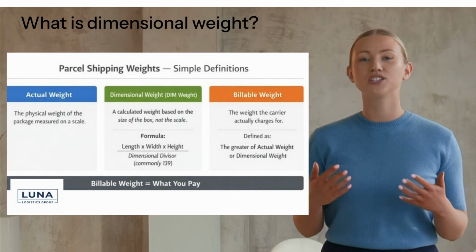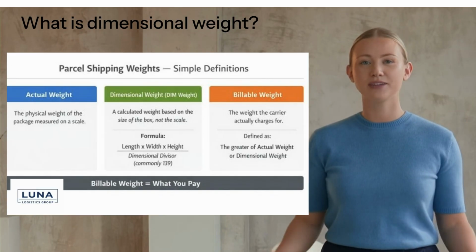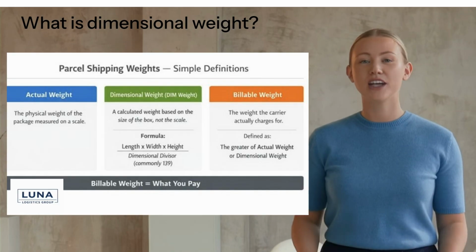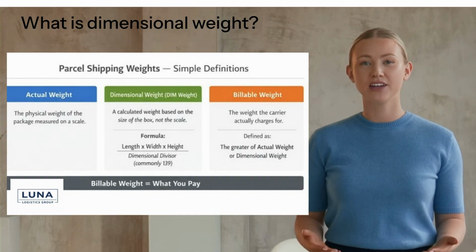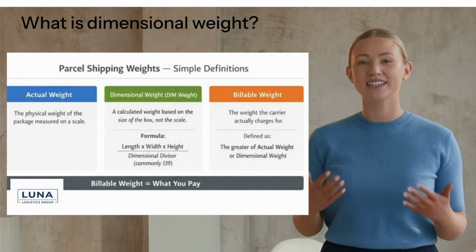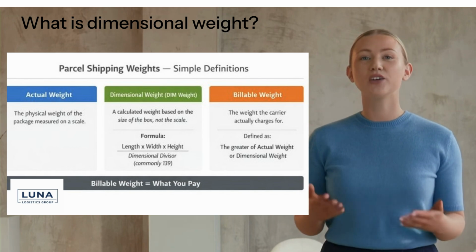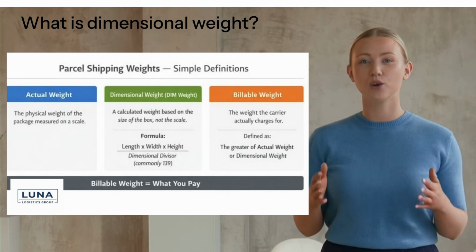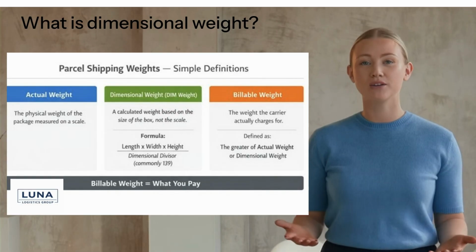Here's a simple example. Imagine a product that weighs 2 to 3 pounds, but it's packed into an oversized box with a lot of empty space. When that box is measured and calculated using a 139 dimensional divisor, the dimensional weight might come out to 10, 11, or even 12 pounds. At that point, the carrier compares the two numbers, actual weight versus dimensional weight, and the shipment is billed using the higher number, which becomes the billable weight.